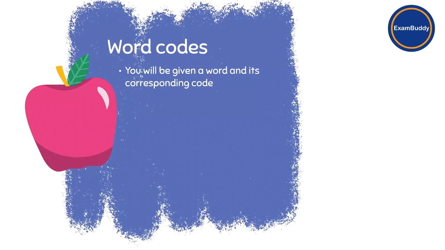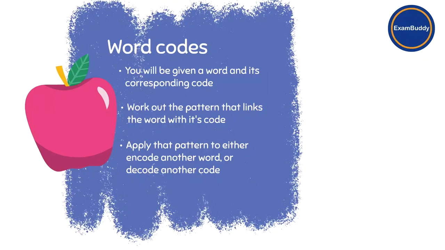So let's talk about word codes. Word codes are a commonly found verbal reasoning question type. In these questions, you'll be given a word and its corresponding code. You'll then be required to work out the pattern that links the word you've been given with its code. Once you've worked out the pattern, you will have to apply it to do one of two things. Firstly, you might need to encode another word that you've been given, or you might be given a code and be asked to decode it into a word. Don't worry, we'll explain what we mean when we go through our examples.